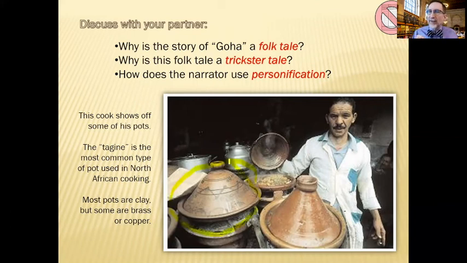Sometimes they're made of brass or copper. And those are elements that would have to be imported from somewhere else. So they're very valuable. And pots were sometimes treated in this region almost like currency, where you could trade them in exchange for other goods. The personification, this last part here, how does the narrator use personification? That's pretty clear. The idea that pots can live and have babies and die is a form of personification, giving those human characteristics to an inanimate object.